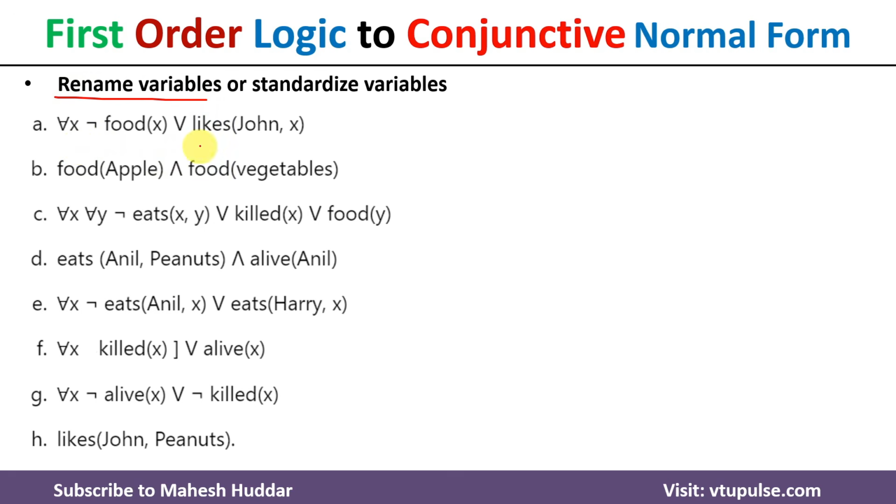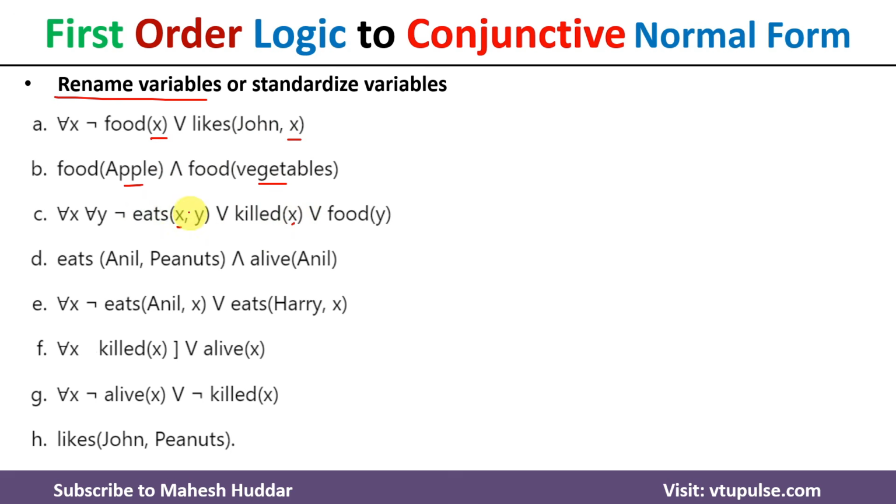Now we will go with the next step, that is we need to rename the variables. Whenever we have multiple predicates, we cannot use the same variable for all those predicates. If you look here, there is an x variable in the predicate A. We cannot use it in other predicates. Of course, in B we have the standard constants like apple and vegetable. There is nothing called x, y or something like that. But when it comes to C here, we have x here and then we have x here.